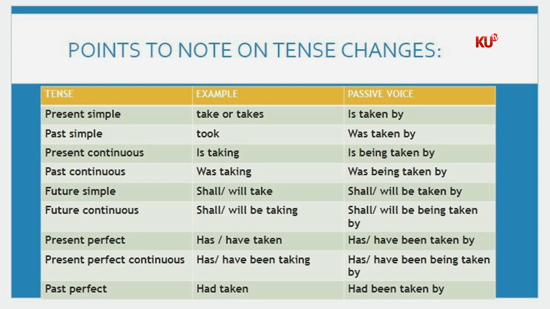The third tense that we have is present continuous tense. An example there, we have is taking. We have is and ing on the verb take, is taking. Remember I said when you have ing, you must use being. So is taking becomes is being taken by. For example, my book is being taken by my friend.